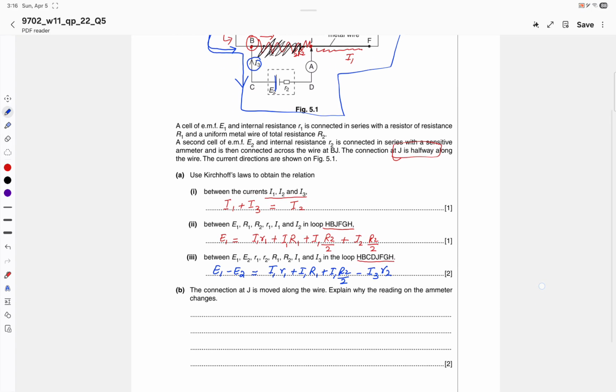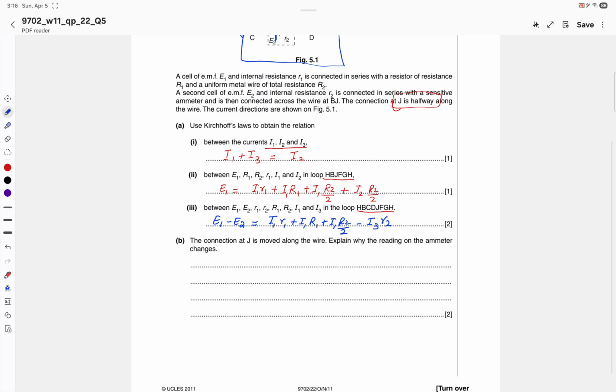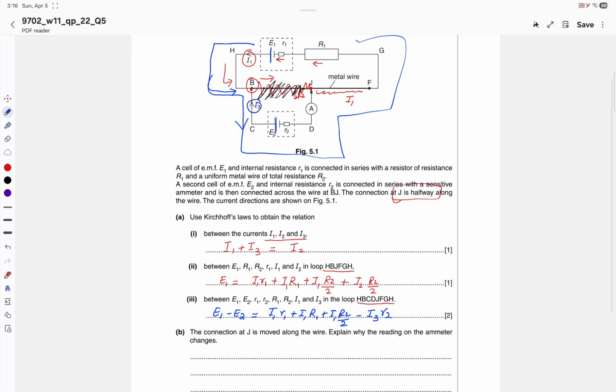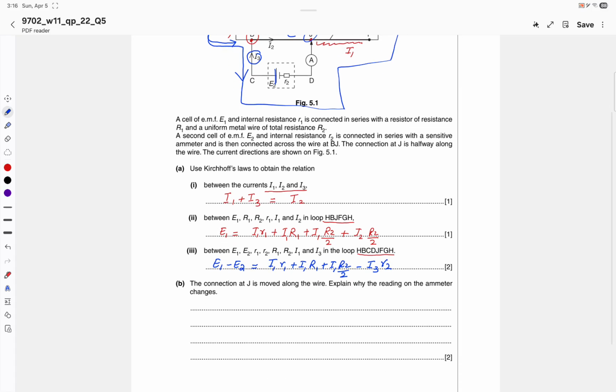That's the third part. Now finally they said the junction at J is moved along the wire. Explain why the reading on the ammeter changes. Previously there was nothing mentioned about the reading on the ammeter. They just said it is connected in series. So if the connection at J moves along the wire, what is going to happen to the ammeter reading? The ammeter reading will change.